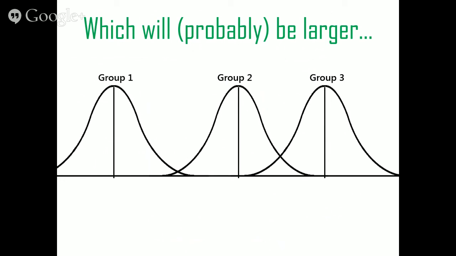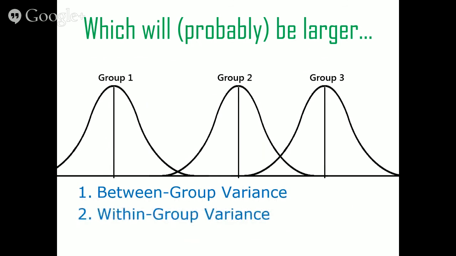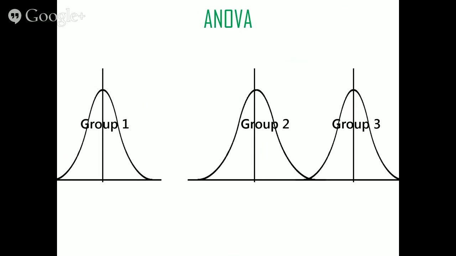So let's run through this logic quickly. Which will probably be larger here? Between group variance or within group variance? So think about this. I'm not quite sure. I might say in this case, I could go either way. It's hard to tell graphically, but this is much more likely to go one way than the other.